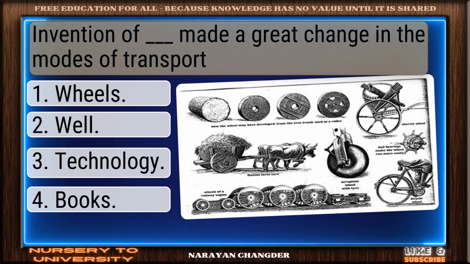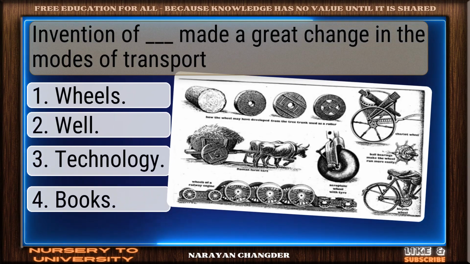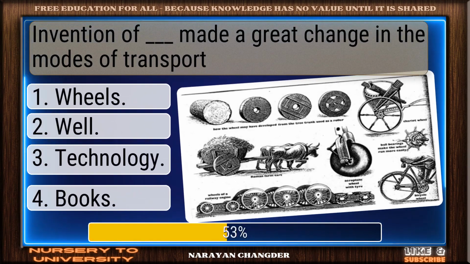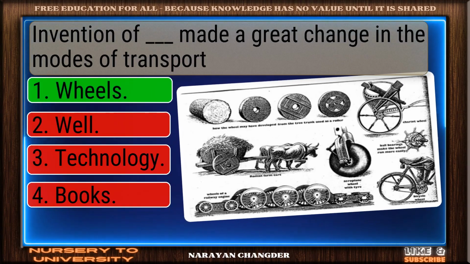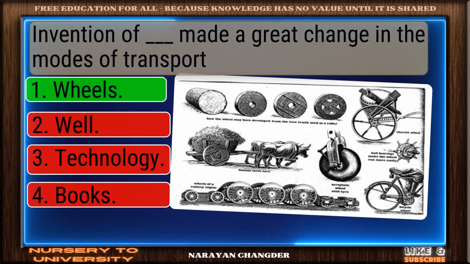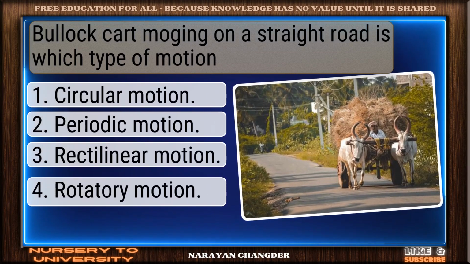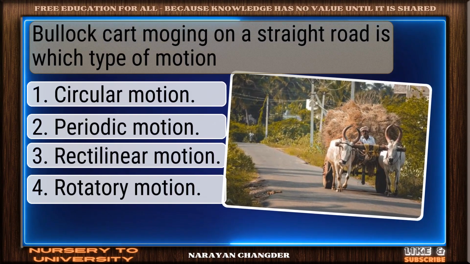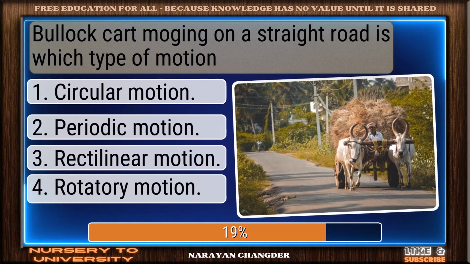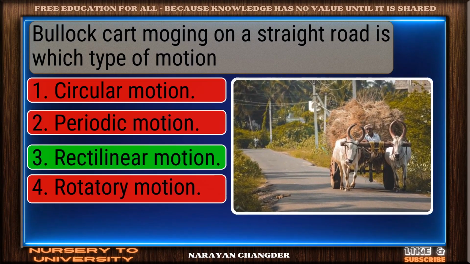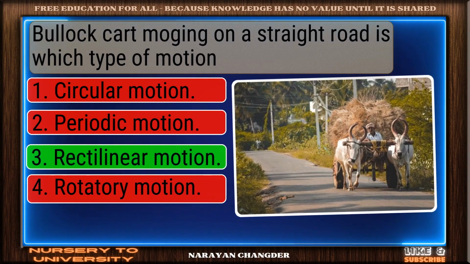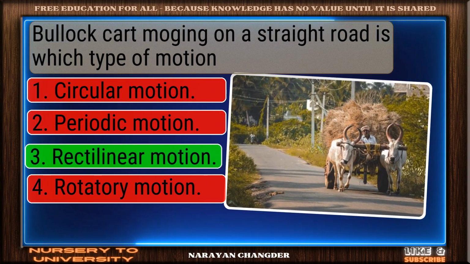Invention of dash made a great change in the modes of transport. Well reasoned. Wheels is the correct choice. Bullock cart moving on a straight road is which type of motion? Perfect. Rectilinear motion is the correct choice.